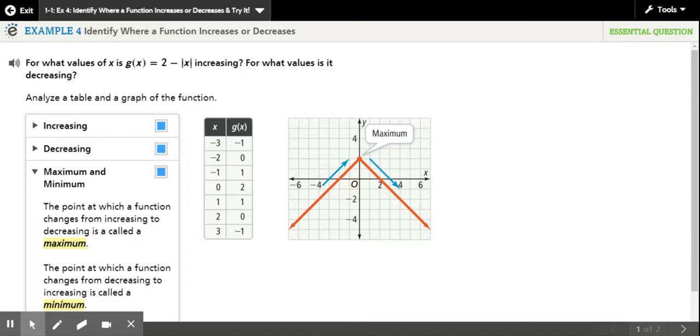All right, so the point at which a function changes from increasing to decreasing is called a maximum. The point at which a function changes from decreasing to increasing is called a minimum. Both of those would be in reference to moving left to right. Okay. Again, in this case, it's a maximum. An absolute value function is going to have one or the other, not both.